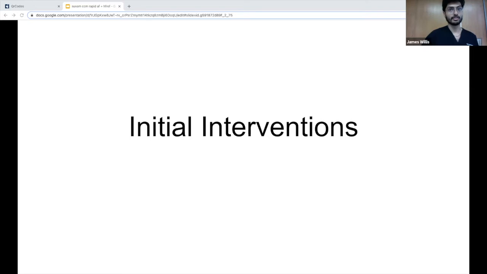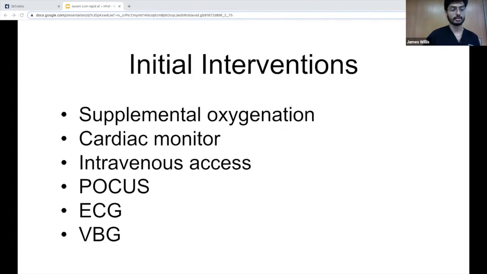They're on a monitor, so that's good. Anything else? You hear some rales, they're hypoxic. Yeah, ultrasound on the monitor. Yeah, it's a good thought too. 12 lead, yeah. Pretty much most of those things. So supplemental oxygenation, the patient is already on a monitor. You get IV access started, send labs, you do bedside ultrasound, get an EKG, and then a blood gas.